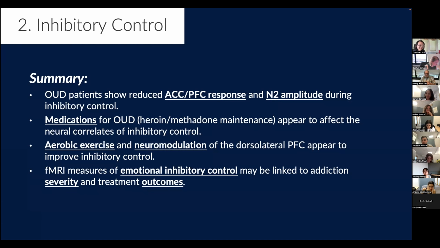The effects of medications seem to be irrespective of the mechanism. In other words, agonist treatment or antagonist treatment both seem to have effects on inhibitory control, kind of remediating inhibitory control. Are these placebo-controlled studies?